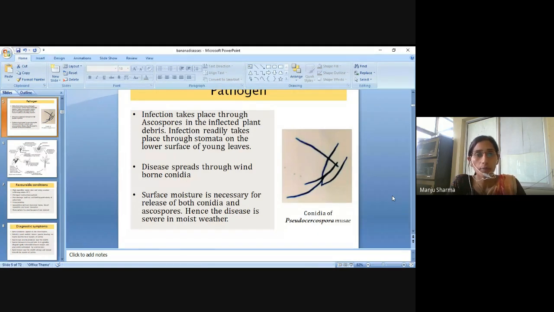Pathogen: infection takes place through ascospores in the infected plant debris. Infection readily takes place through stomata on the lower surface of young leaves. The disease is spread through wind-borne conidia. Surface moisture is necessary for release of both conidia and ascospores. Hence, the disease is severe in moist weather, because it is a fungus. Whenever the weather is moist or humidity is high, the fungus can grow very fast. And here you can see the conidia of Pseudocercospora musae.